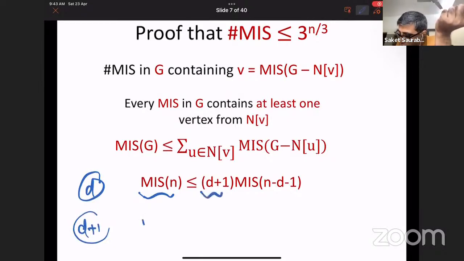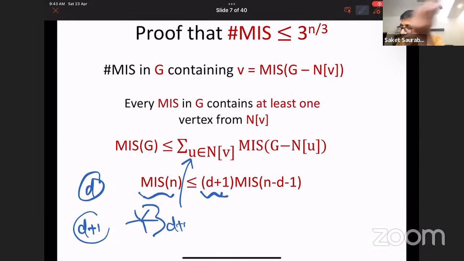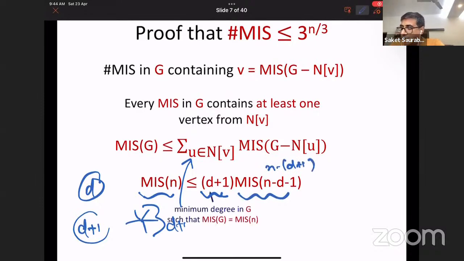How many problems are you creating? Look at this. So you have D plus 1 sets. For each of them, you are creating one problem. So it is D plus 1 times. And the set of vertices you have removed gives MIS of N minus (D plus 1). So this is basically N minus D plus 1, which is N. Okay. Now, this statement is true about any degree vertex.